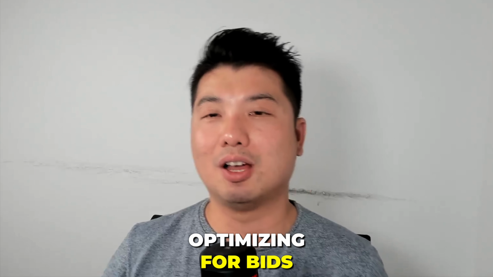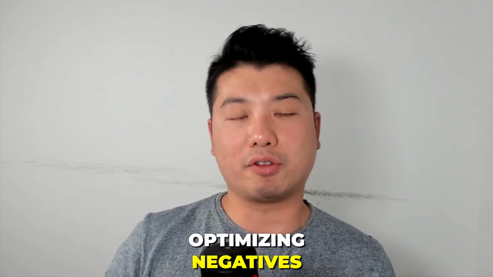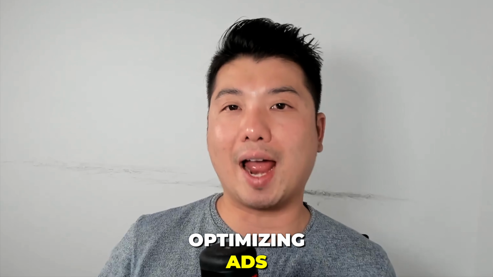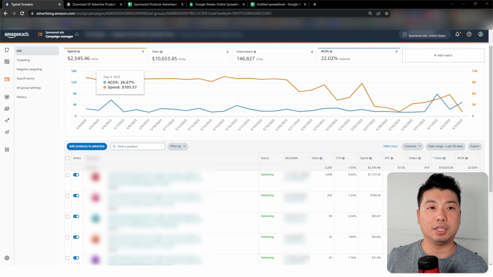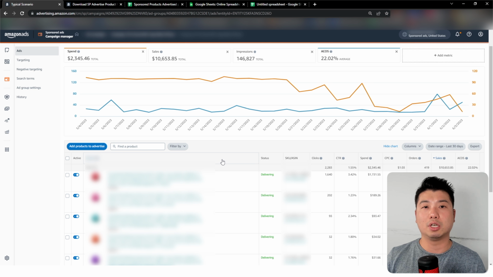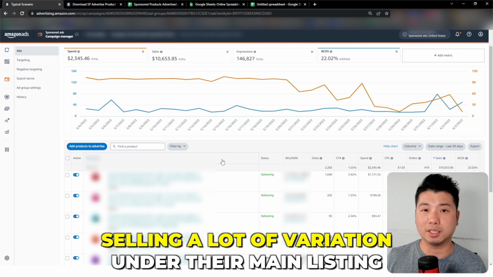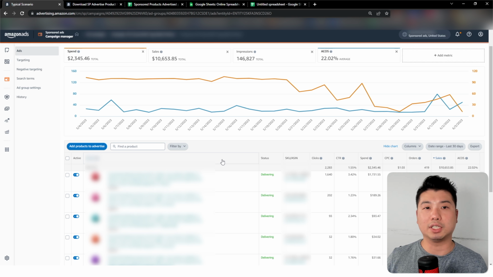Okay, now, with Amazon PPC optimization, we always talk about optimizing for the bids, optimizing for the search terms, negatives, but often forgotten is optimizing for ads or the variation in your listing, right? And if you see this particular screen right here of a typical Amazon advertising account where a seller is actually selling a lot of variation under their main listing, a lot of times you can see that they put all their variation under the ads in a particular campaign.